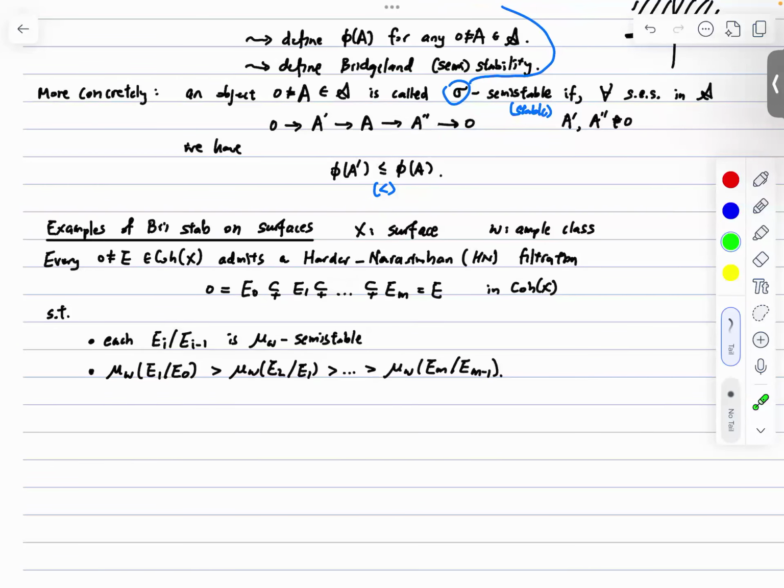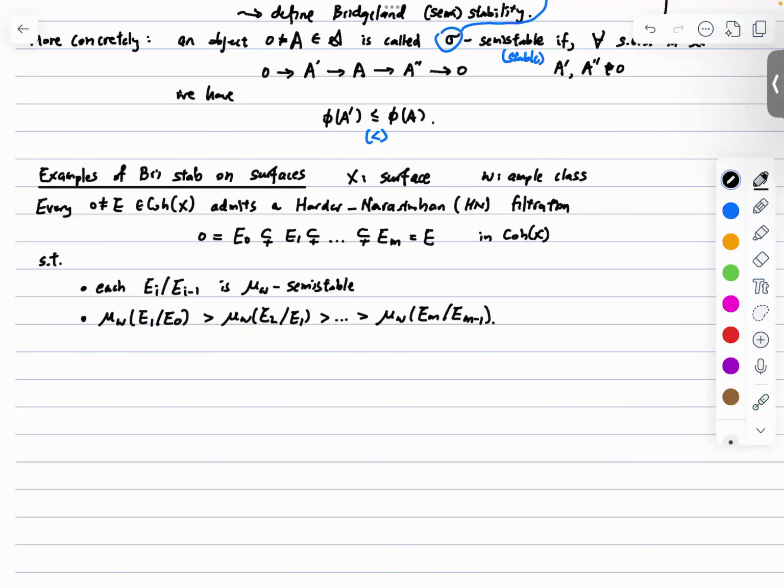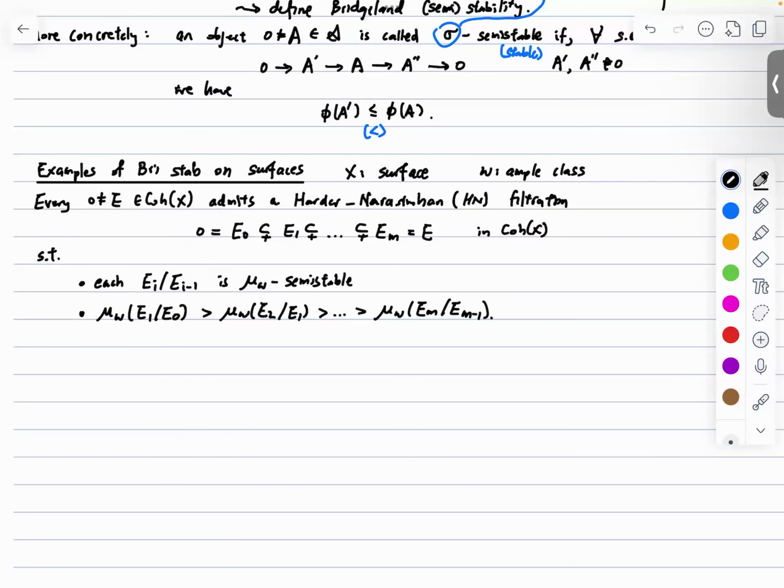Okay, so now we can define concrete Bridgeland stabilities on surfaces. So this description of HN filtrations works for any smooth projective variety. But from now on, let's say X is a surface and omega is an ample class on X. And in addition to omega, we can actually pick another divisor on X as well. So here, let's say omega and B are divisors on X, but we require that omega is ample.